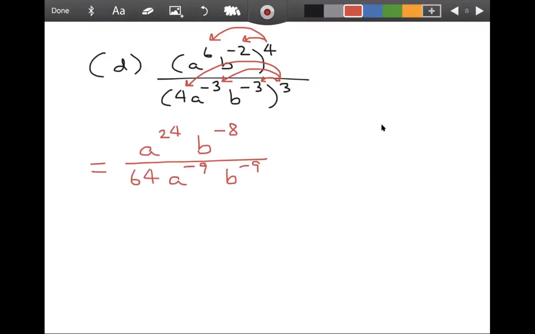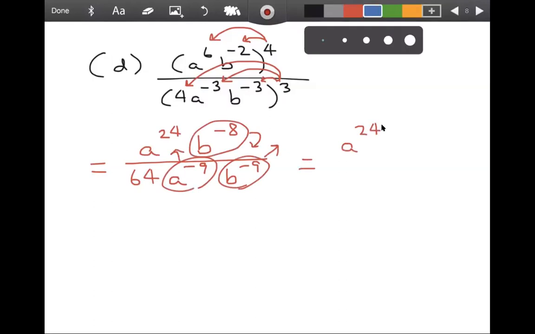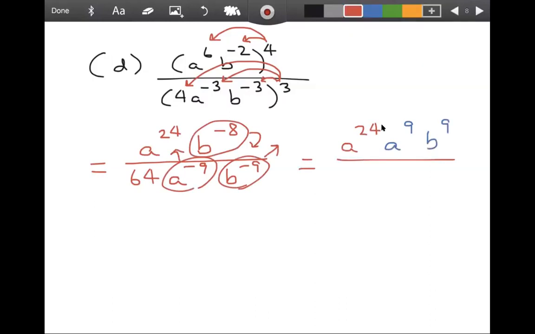All right, so now I see 3 negative exponents. These two both have to go upstairs. This one has to go downstairs. So that's going to give me a to the 24th times, I'm going to write the ones that have moved in a different color, a to the 9th, b to the 9th. And then downstairs we have 64, and then a new b to the 8th.